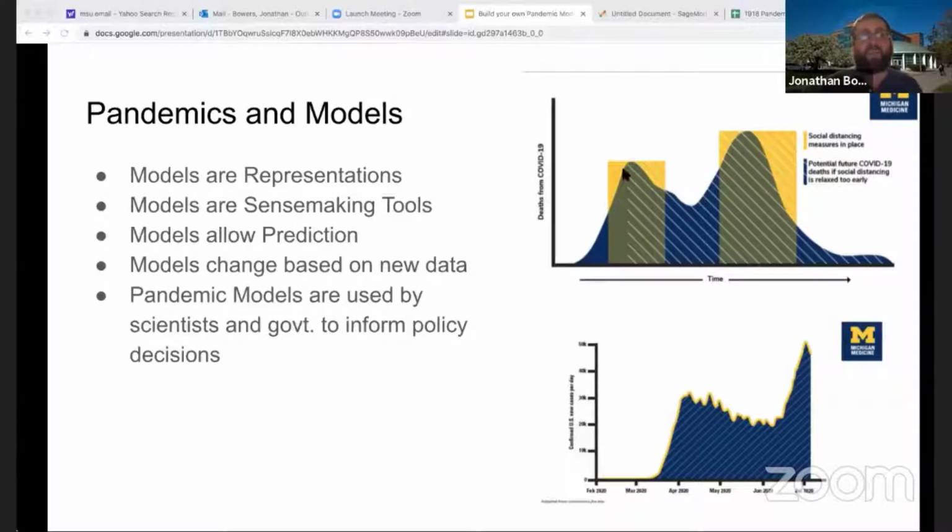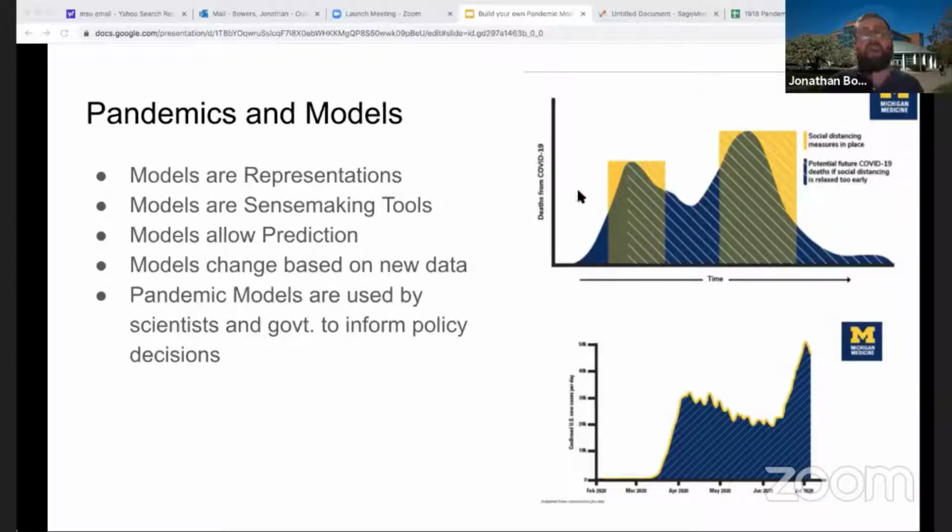So these representations are also sense-making tools. We use models to make sense of how things are going. We can look at this model and say, okay, if I do this and this, I can actually figure out what's going on. I can know what's doing it. It allows for some predictions. For example, we have the data of the one back in July. We could say, oh, it's going to go down and maybe it'll go up again, and so on and so forth.